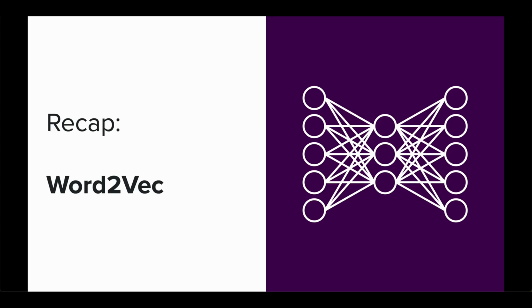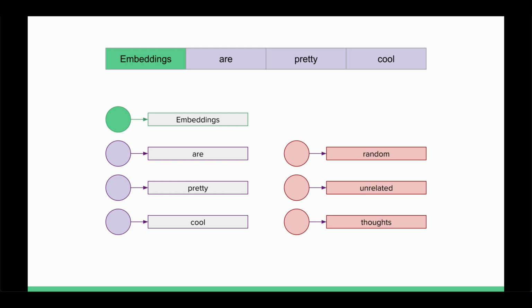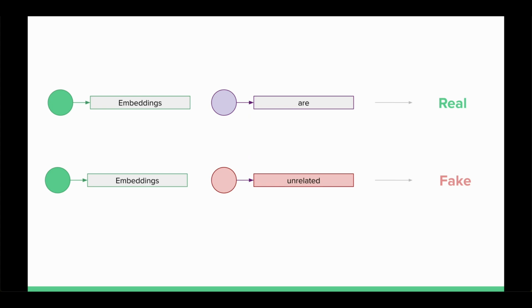To start out, we need to define the Word2Vec model. The goal of Word2Vec is to distinguish between real word pairs that came from a sentence in our dataset and fake word pairs that were sampled at random. For example, the first pair here came from a sentence, so we want our Word2Vec model to classify the pair as real. Meanwhile, the bottom pair was formed by randomly sampling from our vocabulary. We want our Word2Vec model to classify that pair as fake.